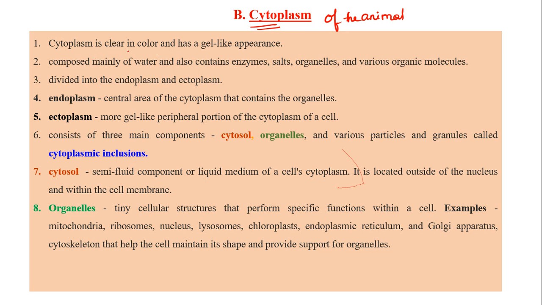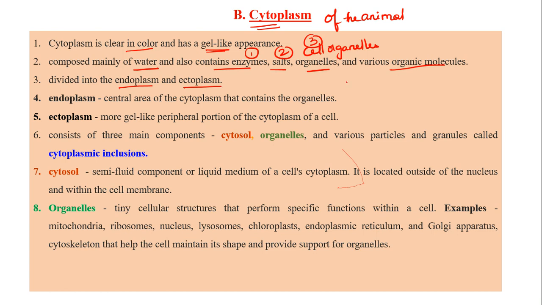So what is this cytoplasm? This cytoplasm is usually clear in color, almost transparent, and it has a gel-like appearance. What does this cytoplasm compose of? It mainly consists of water, and along with water it has many enzymes. The cytoplasm has much salt. Then it has several cell organelles, like the endoplasmic reticulum, Golgi complex, mitochondria, ribosomes, lysosomes. All these are the cell organelles. In addition to these three substances, the enzymes, salts, and cell organelles, there are various organic molecules also present inside the cytoplasm.